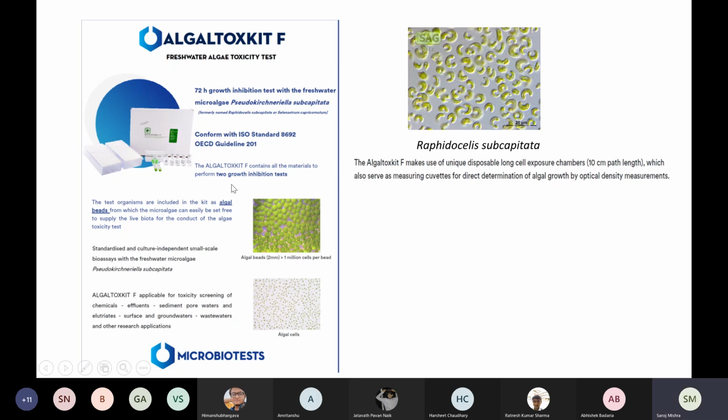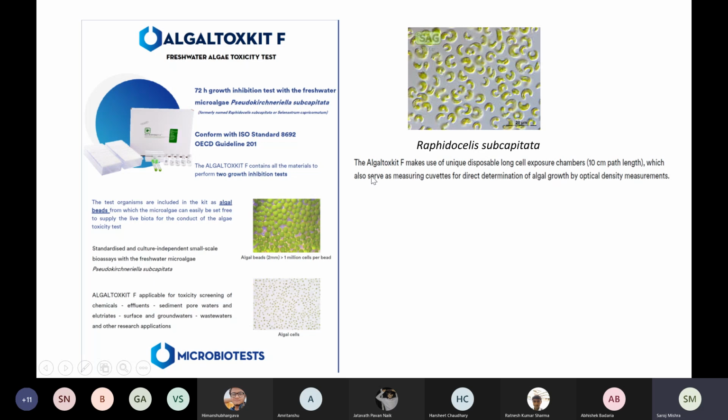Okay, so should we talk about the algal tox kit? Yes, ma'am. Okay, so here is a microscopic picture of this algae. These are the freeze-dried cells. You see, these are all unicellular.